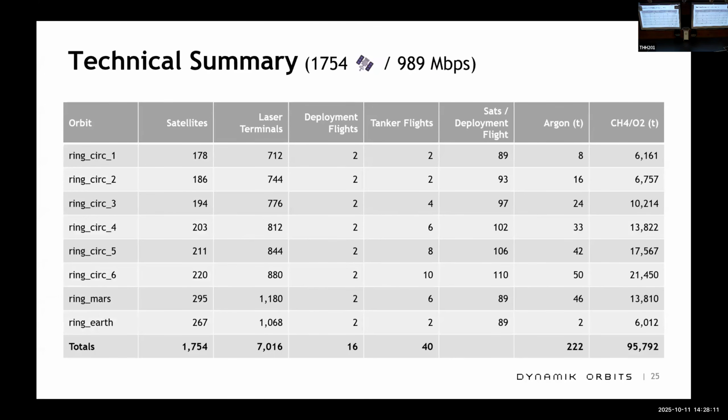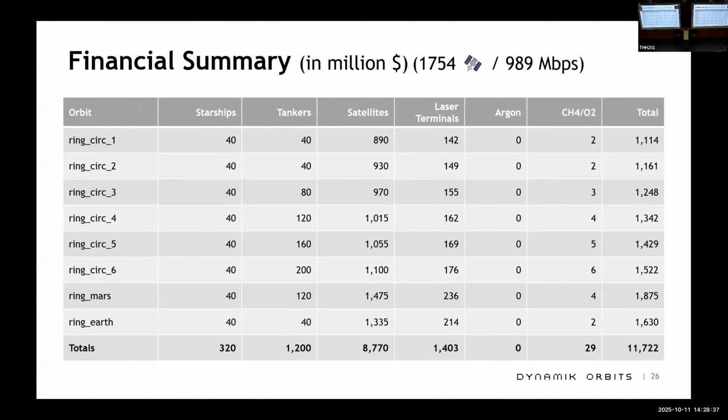That's the technical summary for each of the rings. So we know how many satellites, how many laser terminals per satellite, how many deployment flights, we assume Starship of course, and how many tanker flights to refuel the Starships. Those rings which are further out require more refueling, because the Starship will need more fuel to place the satellites on the transfer orbit. We calculate the fuel requirement as well, and then we transfer that to a financial summary. That's where we see the $11.7 billion requirement for this specific configuration.